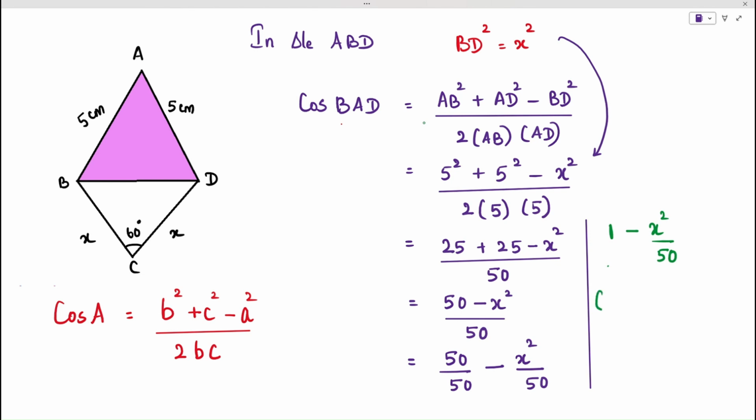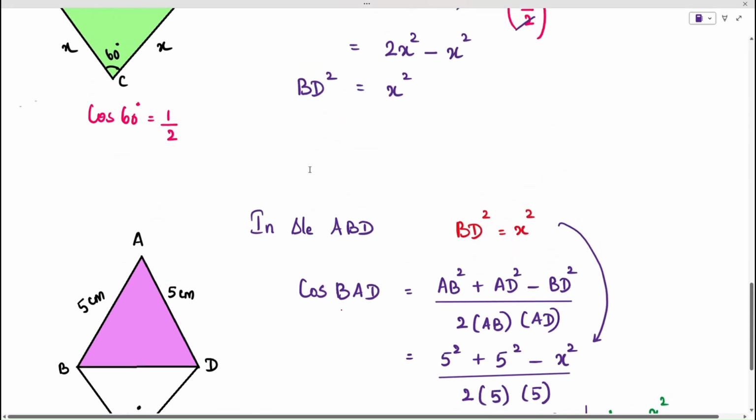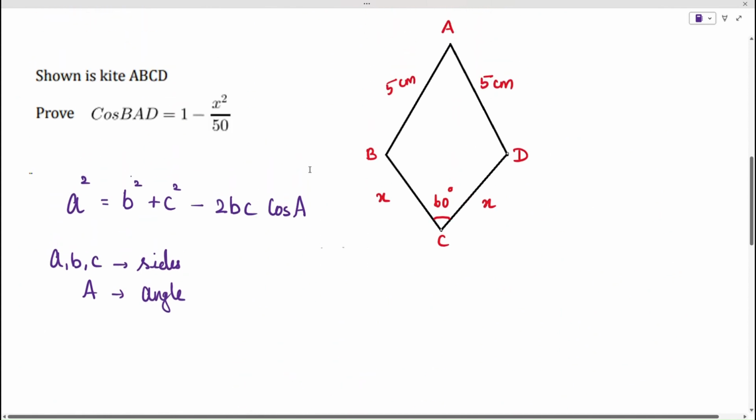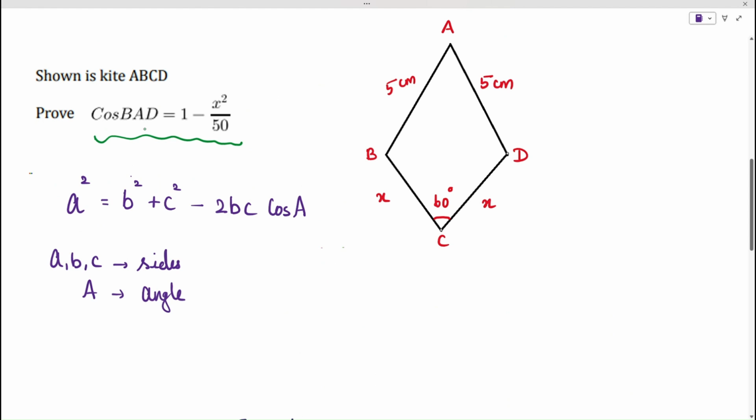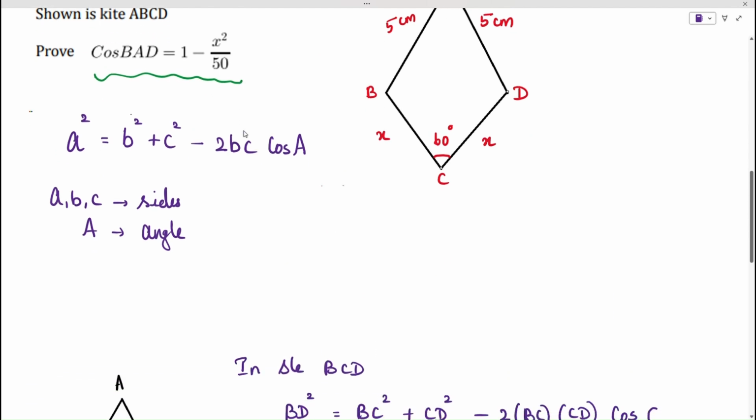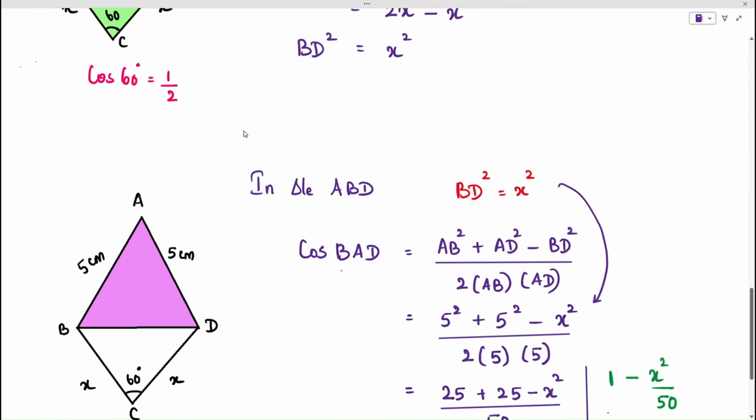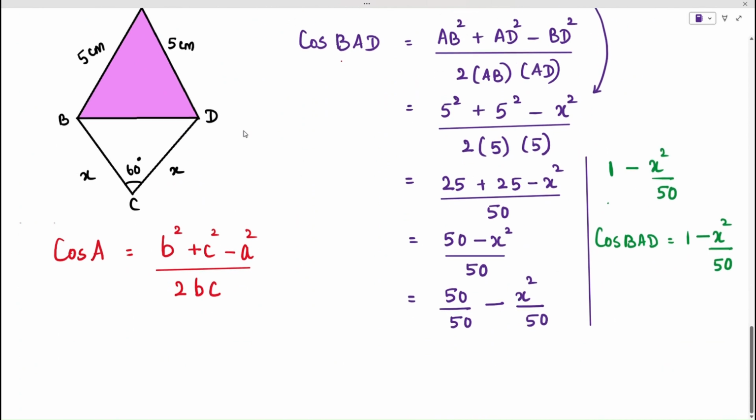So cos BAD is equal to 1 minus x squared over 50. And now if we go back up to our question, we can see that what we have obtained is in the same format as what we've been given. And so we have proved that cos BAD is equal to 1 minus x squared over 50.